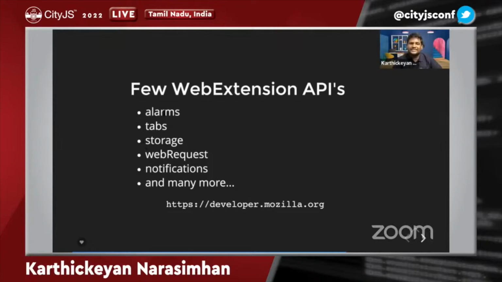As I told in the example with Alarm API, you can send a notification. And there are basically many more extension APIs that are available right now. So if you want to look at an exhaustive list of extension APIs available, you can visit MDN, developer.mozilla.org. MDN is basically like a mecca for JS developers, and you get all the information related to your API.